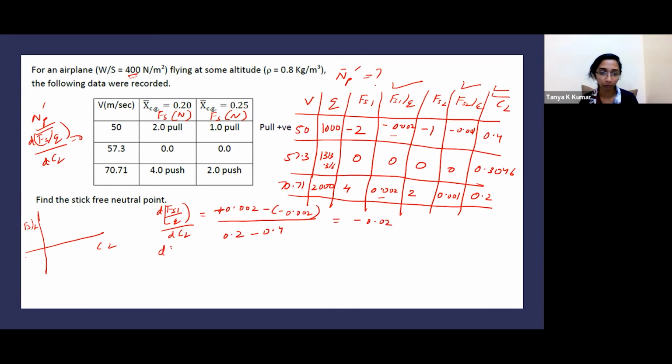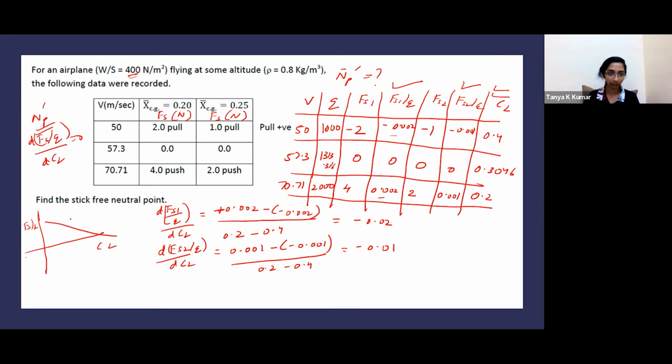Now similarly we do for dFs2 by Q by dCL. Again we take the first and last point, 0.001 minus 0.001 by 0.2 minus 0.4. This comes out as minus 0.01. The slope is lesser. So the first CG you have this, and for the second you have this.